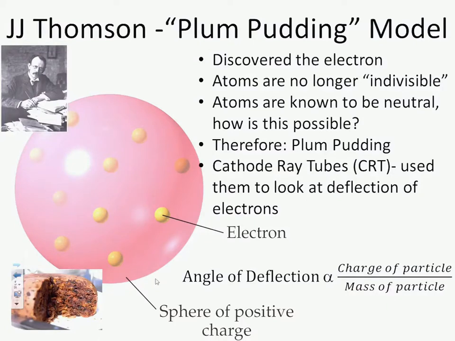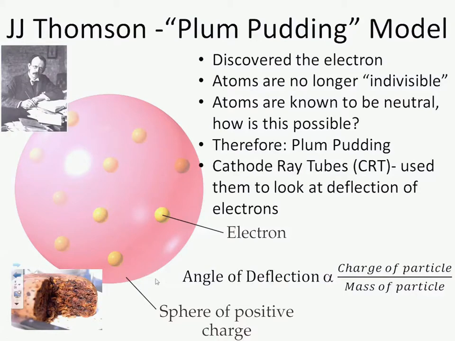This plum pudding was what they ate back in the olden days, okay, and so that's what they compared it to. It was basically this mass globular substance with random chunks throughout it. And so J.J. Thomson proposed this model and said, hey, this must be how the atom works. The atom is no longer indivisible because it's this sphere of positive charges with these electrons present all throughout it, okay? The idea was he used these cathode ray tubes and he looked at them to measure the angle of deflection of the electrons.